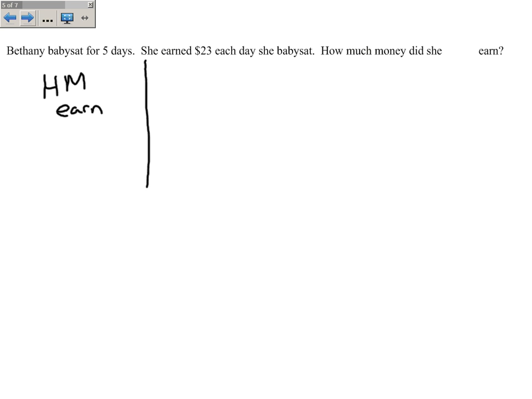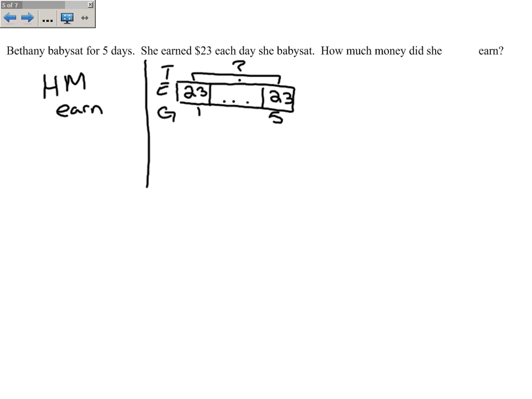When I draw my picture, I'm going to draw 5 days. And what these dots mean right here in the middle is that the same thing is happening over and over and over again. So it's 23, 23, 23, 23, all 5 23s. Okay. And lastly, I need to know how much is it all together. Here's my total, here's my each, here's my groups.